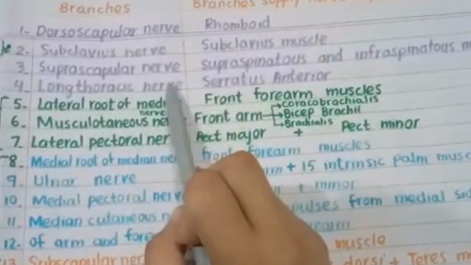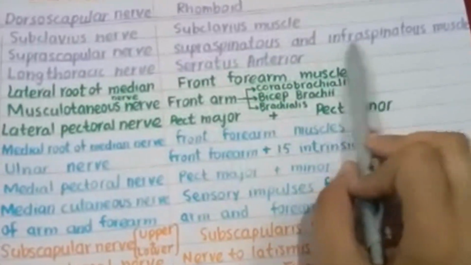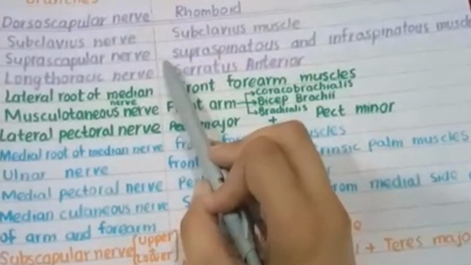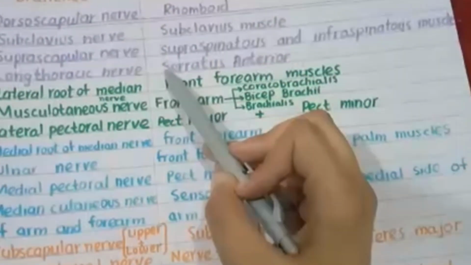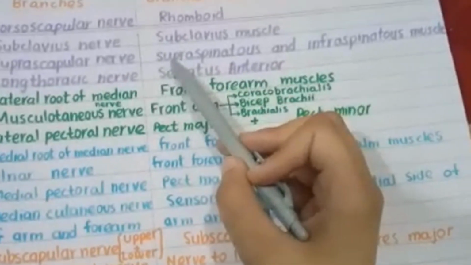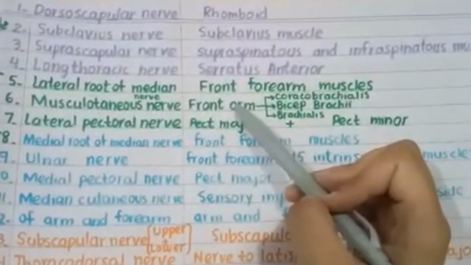Then suprascapular nerve. Suprascapular nerve supplies supraspinatus and infraspinatus muscles. On the posterior surface of scapula, there is a process called spine. So above the spine, supraspinatus muscles are present, and below the spine, infraspinatus muscles are present.